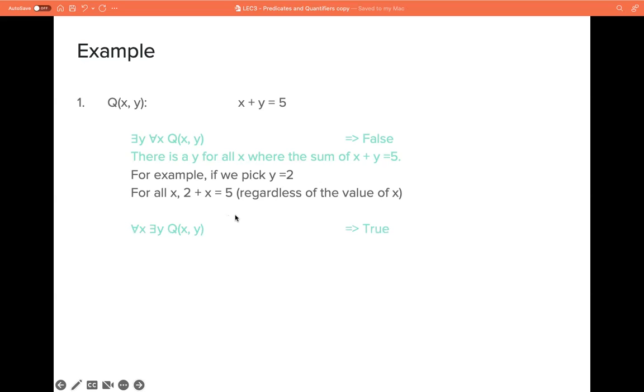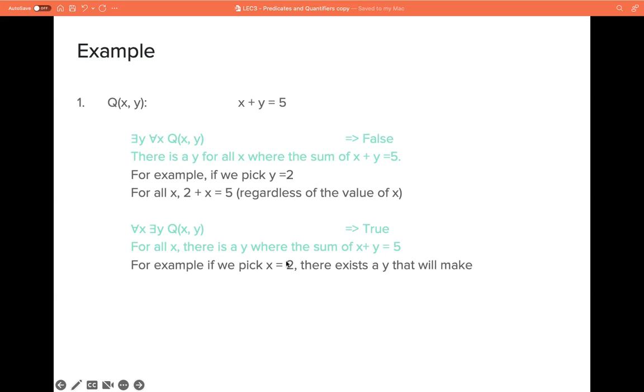Okay. What if we interchange the order of the quantifiers? Now we have for all x, there is a certain value y such that x plus y is equal to 5. And this will actually evaluate to true. So what it means is that for all x, there is a certain value y that will make the sum of x plus y equal 5.